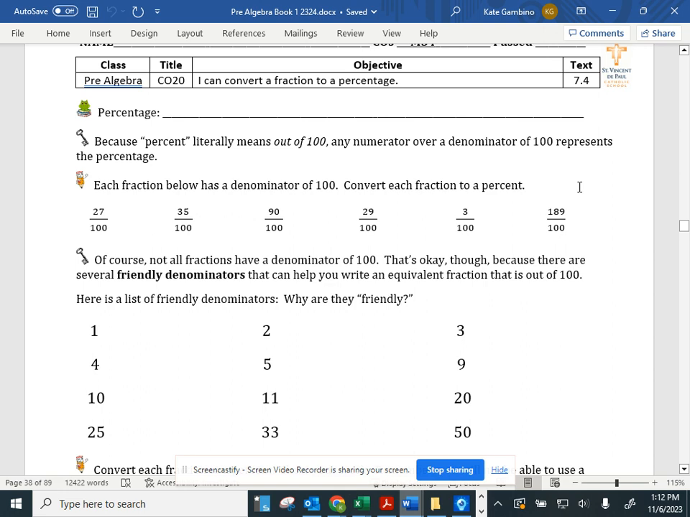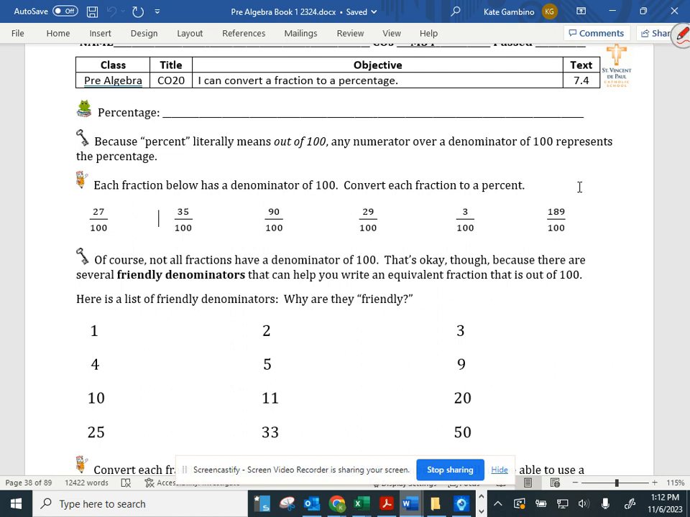Good afternoon. Today we are continuing. We're on Unit 4 already. Unit 4, CO20. I can convert a fraction to a percentage. So we did decimal to percentage. Today we're doing fraction to percentage.